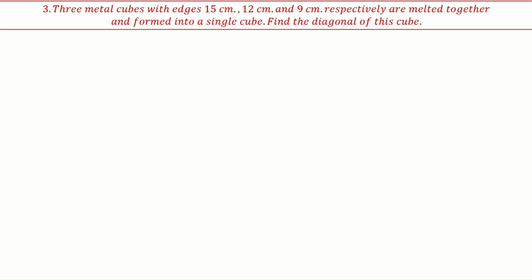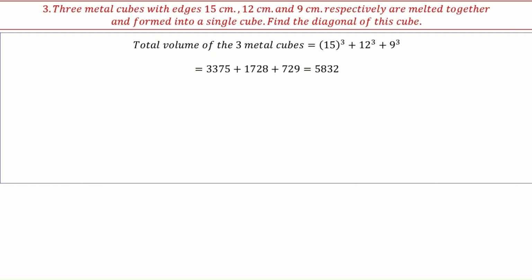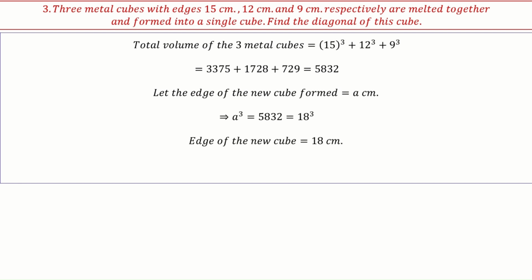Three metal cubes with edges given respectively are melted together and formed a single cube. Okay, yeah, this looks easy. Volume of three metal cubes is 15 cube plus 12 cube plus 9 cube, which is 5832. Let the edge of the newly formed cube be a centimeters, then a cube equals 5832, which is 18 cube. So edge of new cube is 18 centimeters. Okay, this is the edge. They asked diagonal. Diagonal is root 2 times the edge, right? So 25.45 is the diagonal.